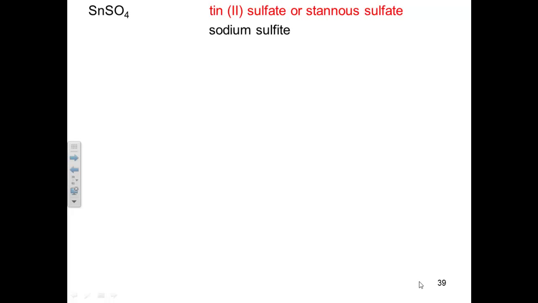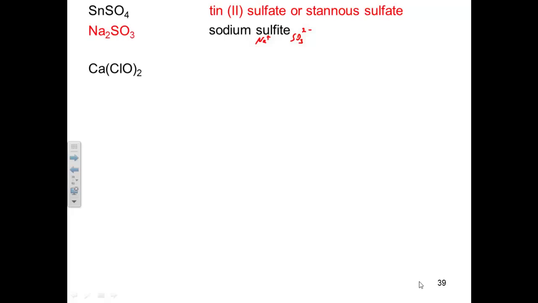Sodium sulfite, well, I got to know what sulfite is, which is SO3 2 minus, and sodium is 1 plus. So I'm going to need to balance this out, which means I'm going to need 2 sodiums to every 1 sulfite. Na subscript 2 SO3.